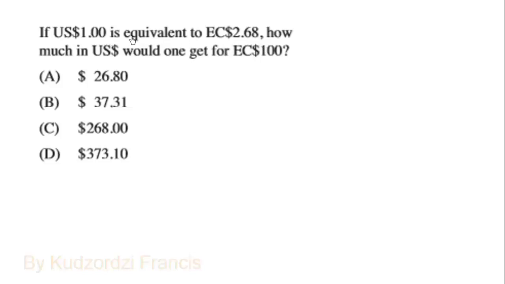If we have $1, we can take this 2.68 dollars. So we have to find how much in US dollars that one will get for 100 EC dollars. So how are we going to do that? We are going to use ratio to do that. One corresponds to 2.68. And how much will 100 correspond to? So this is for EC, and this is for US. So let's represent this by X.